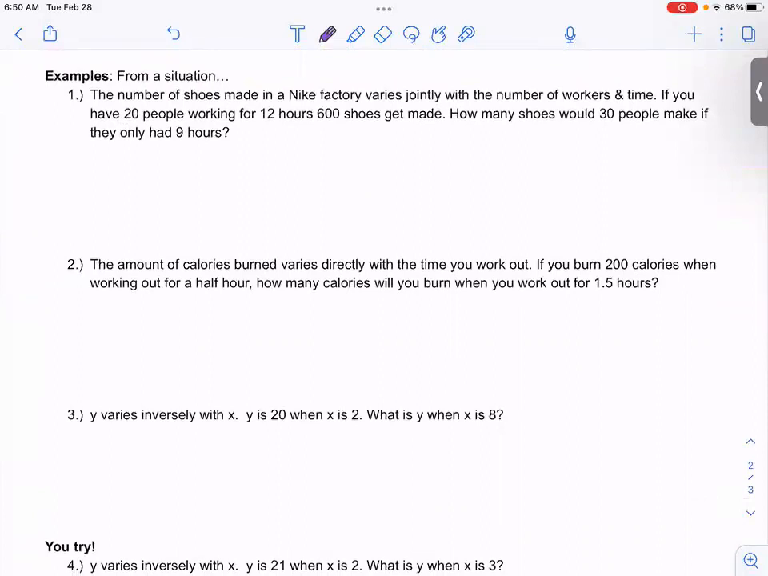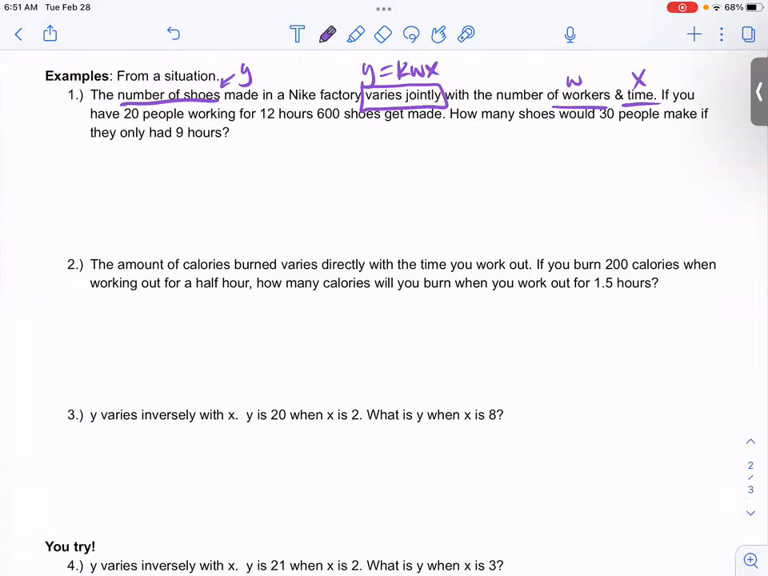So from a situation, you are looking for key phrases that tell you what kind of relationship you have. If you notice, in number 1, the number of shoes made in a Nike factory varies jointly. There's your key phrase, with the number of workers and time. The way these are set up is the Y variable is always first, and that will vary with the other variables. So the number of shoes is going to be my Y variable. The number of workers could be our W, and time can be X. Remember, varies jointly is Y equals KWX.